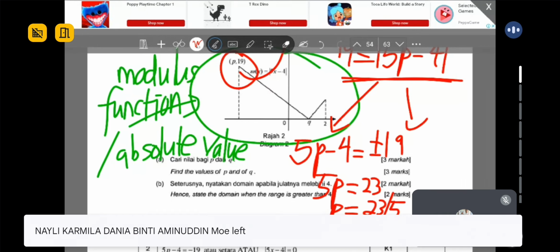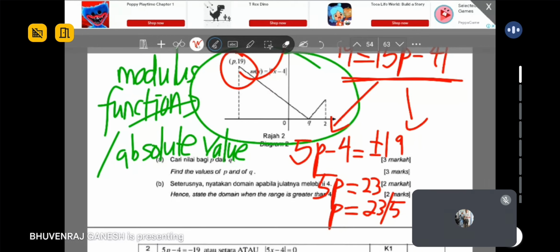Second answer, you will get negative. Okay, you will get negative. Wait guys. Is there any mistake I made? Negative. Oh, sorry. Negative 19 plus 4. So you will get negative 3. So these are your two values for P. Okay, do you understand guys?